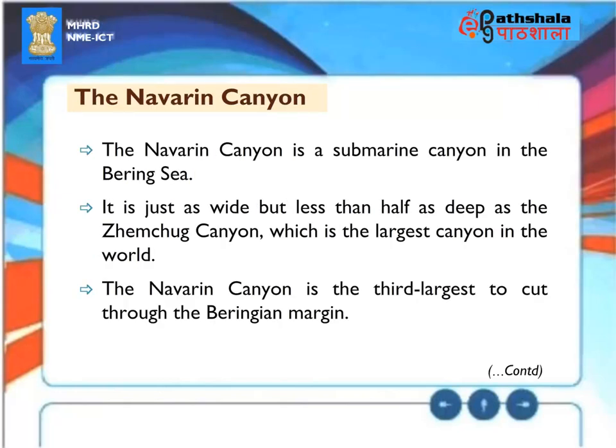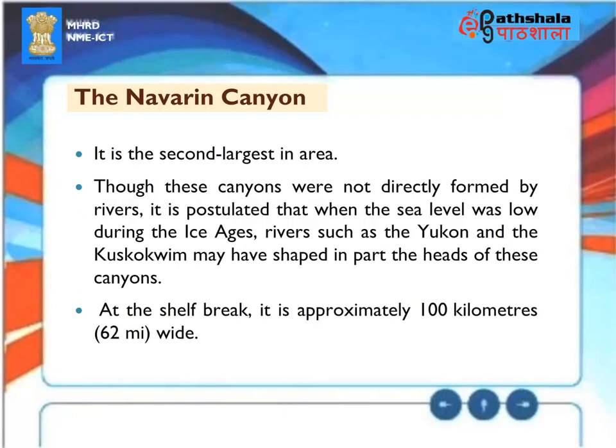The Navarin Canyon. The Navarin Canyon is a submarine canyon in the Bering Sea. It is just as wide, but less than half as deep as the Zemchug Canyon, which is the largest canyon in the world. The Navarin Canyon is the third largest to cut through the Beringian margin. It is the second largest in area.